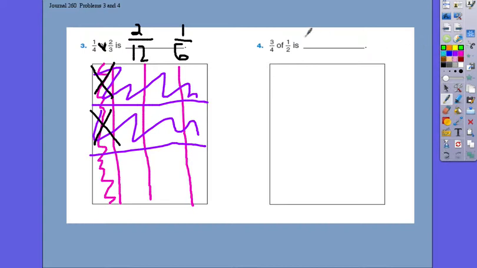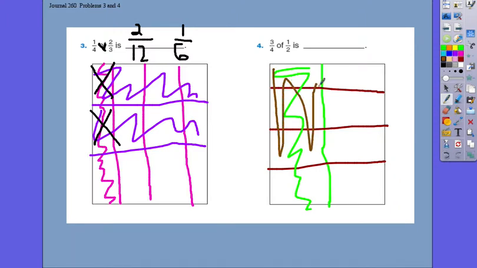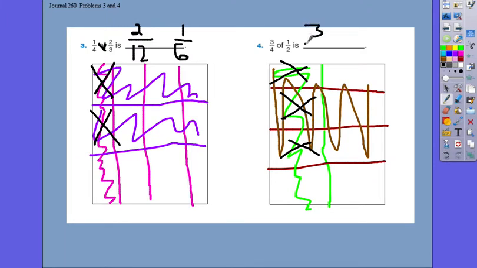Looking at another example, let's go ahead and first make our half. And then let's do our fourths. I forgot to color in my section here. And then 3 out of the 4 sections are going to be colored in. And let's go ahead and mark those that have both colors. So that is 1, 2, 3 out of our 8 pieces.